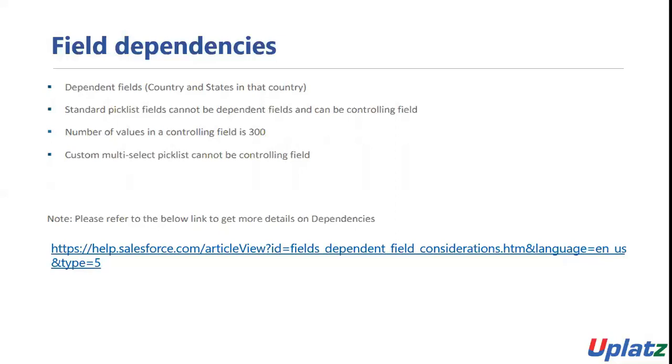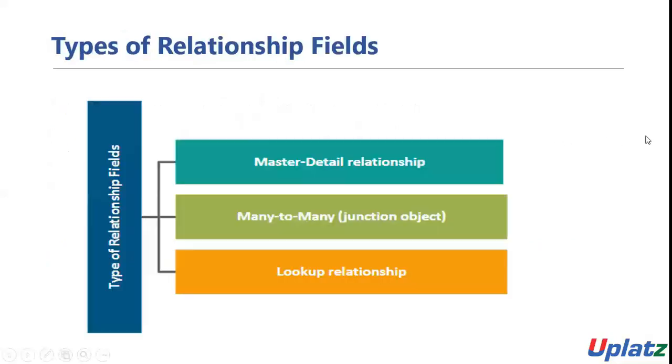Number of values in controlling field is 300. Custom multi-select picklist cannot be controlling field. To know more about this field dependency, I have mentioned a URL here. You can go to this URL and read more about field dependencies.